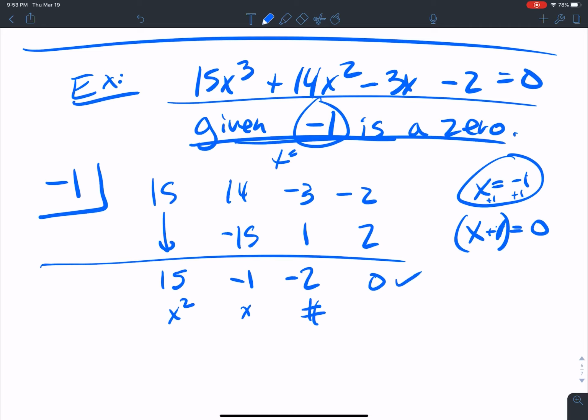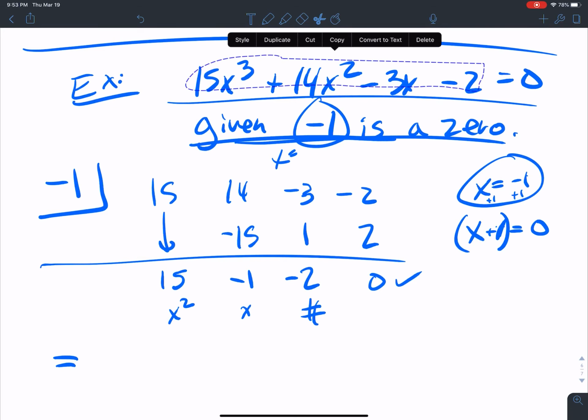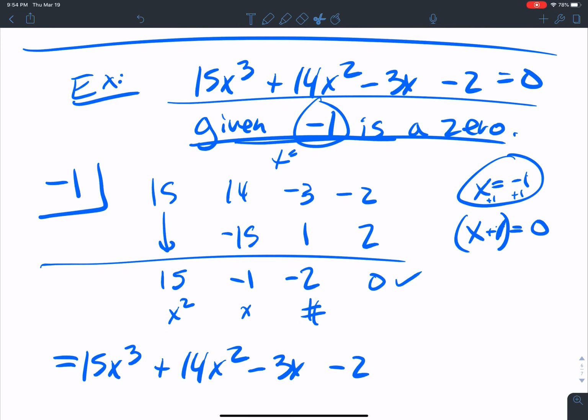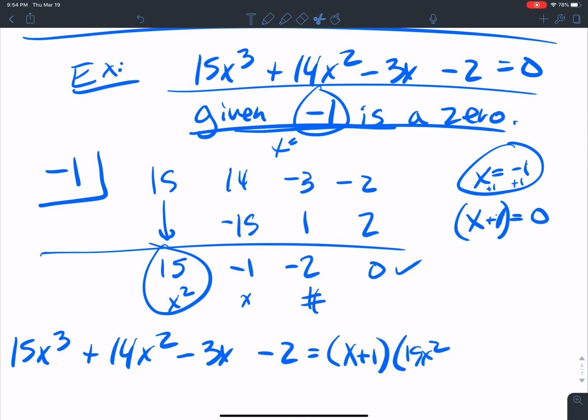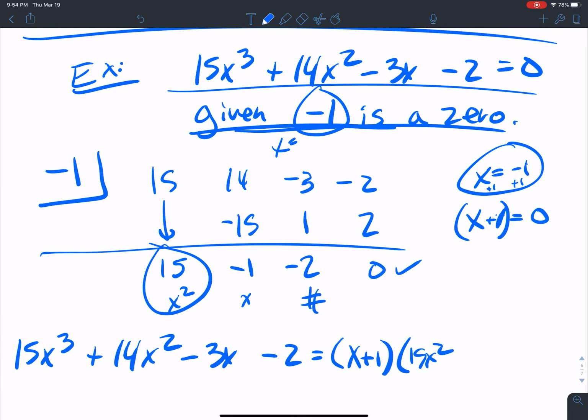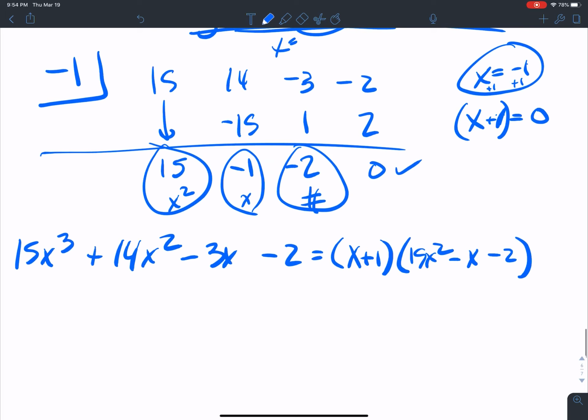All right. So this factors to what? So what is this? This is what I'm copying. Let's duplicate. Okay. So this factors to x plus 1 times what? 15x squared, what? Minus x minus 2, close parentheses. Now, will this factor? I think that it will. And you can run through the factorization here using the AC method.